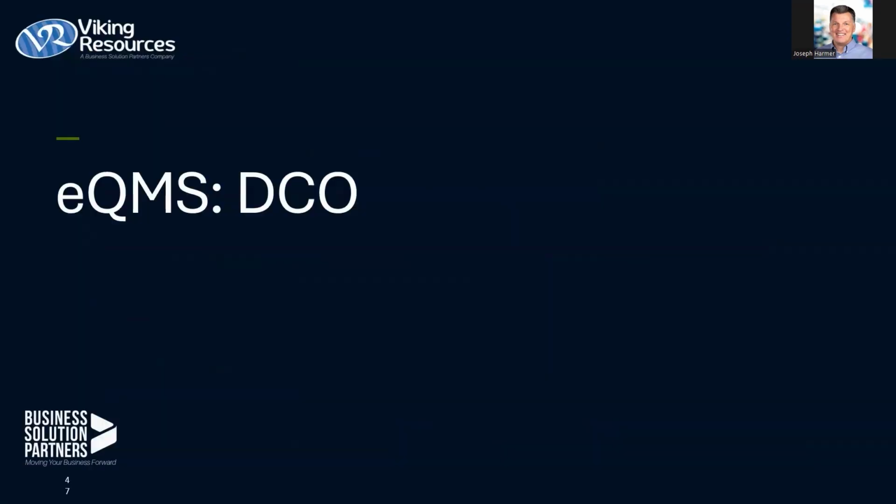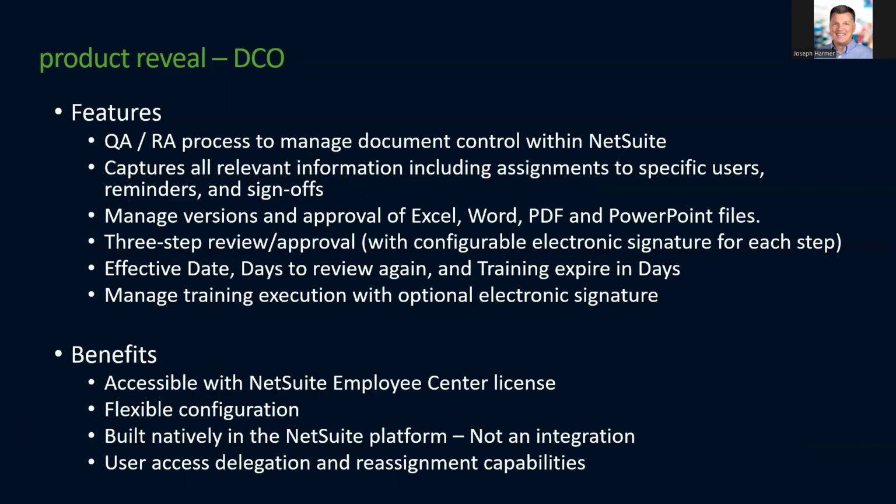Finally, let's review DCO, or Document Change Order. Document Change Order is used to capture official and approved versions of documents. Some use cases might include training documents, user instructions, or specific design documents where version control must be referenced. Some of the features in the document change order include managing versions and approval of whether it's Excel, Word, PDF, PowerPoint, or other type of files, where perhaps only a PDF file is viewable by the general organization or even specific users within the organization.